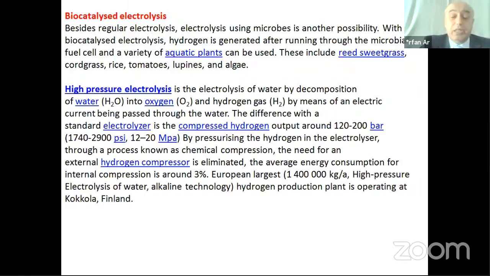And high pressure electrolysis is the electrolysis of water, the decomposition of water into oxygen and hydrogen gas by means of an electric current being passed through the water. The difference with a standard electrolyzer is the compressed hydrogen output of around 120 to 200 bars through a process known as chemical compression, so the need for an external hydrogen compressor is eliminated. The average energy consumption for internal compression is around 3%. Therefore, it provides energy savings to a great extent.